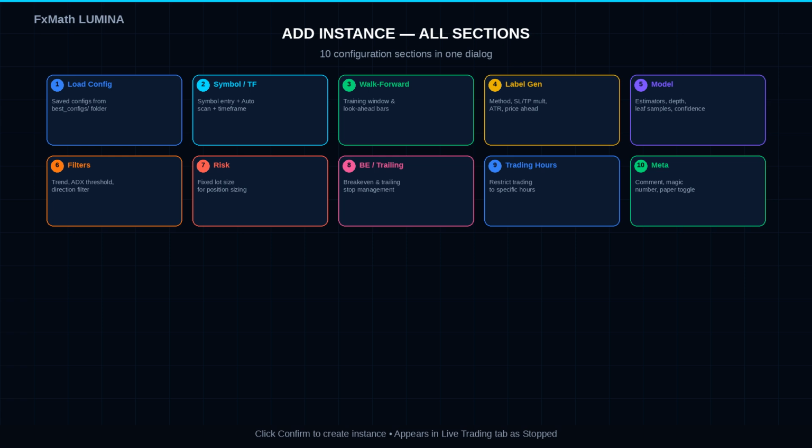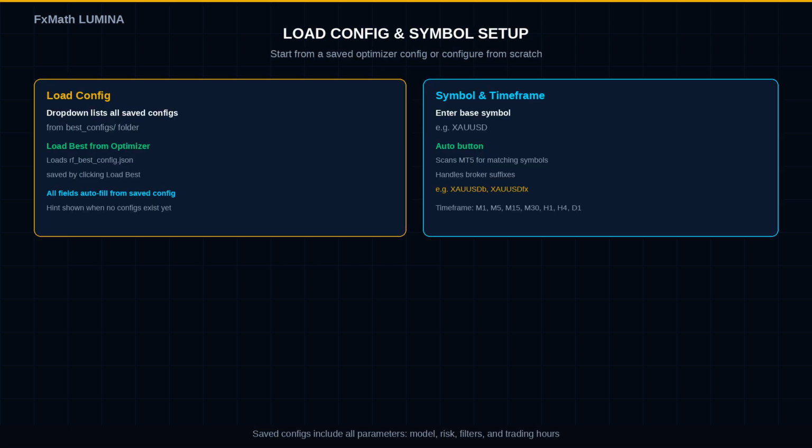Risk sets position sizing. Breakeven and trailing manage stop-loss behavior. Trading hours restrict when the instance trades. And meta handles the order comment, magic number, and paper trading toggle.